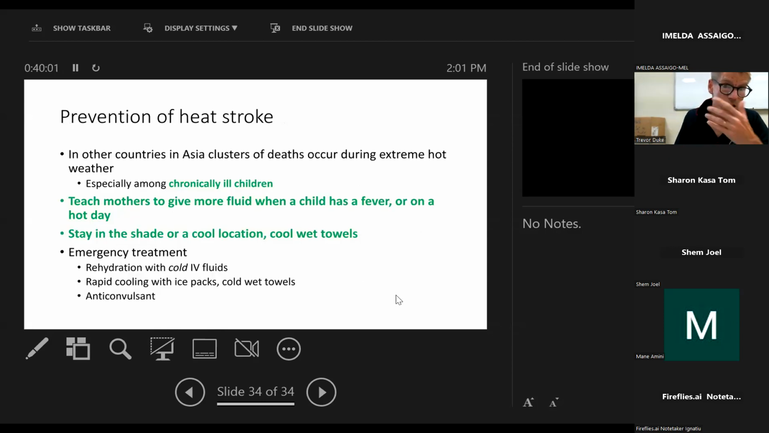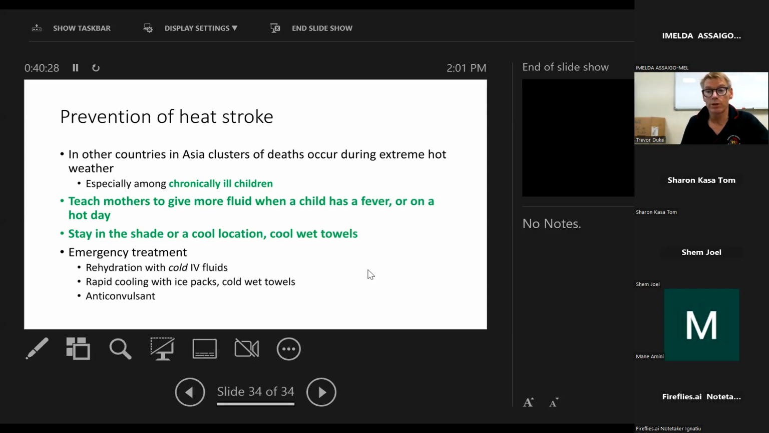All right. The prevention is, I think we need to have some mechanisms to prevent heat stroke, and that's like a lot of parental education, isn't it? About how to look after your baby on a really hot day, and to make sure that, you know, they should give more fluid when the child has a fever or on a really hot day, and stay in the shade and use cool towels, wet towels to cool their baby down.